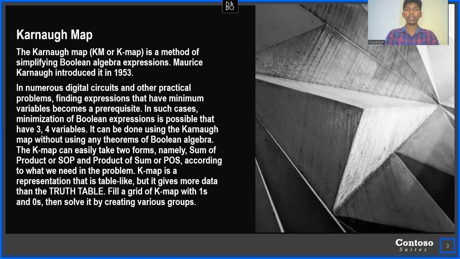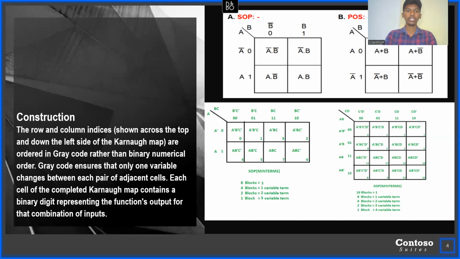So now in a K-map, you can have K-maps of different types depending on the number of cells. So there are 4-cell K-map, 8-cell K-map, 16-cell K-map, 32-cell K-map, and it just goes on. We'll see further. So construction.